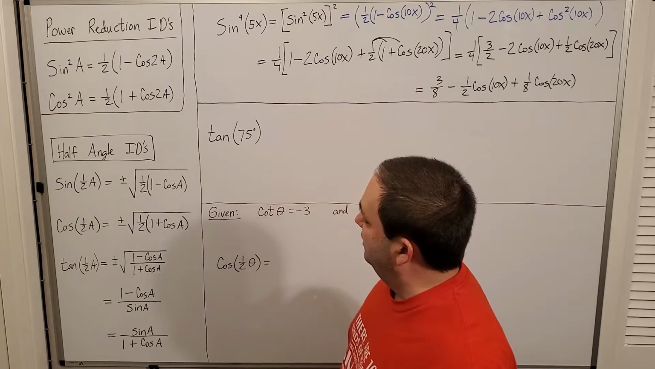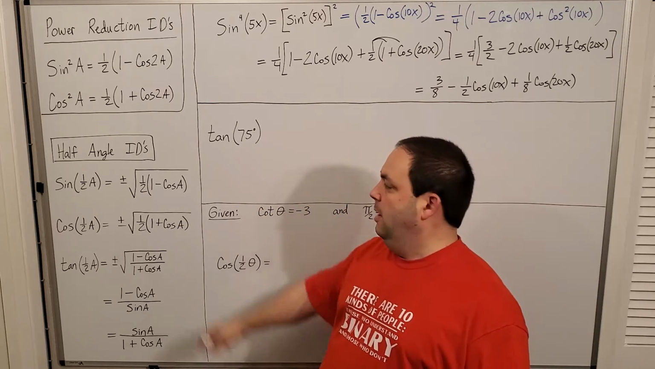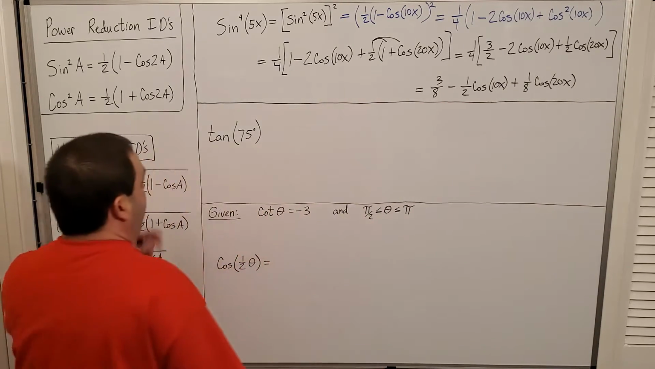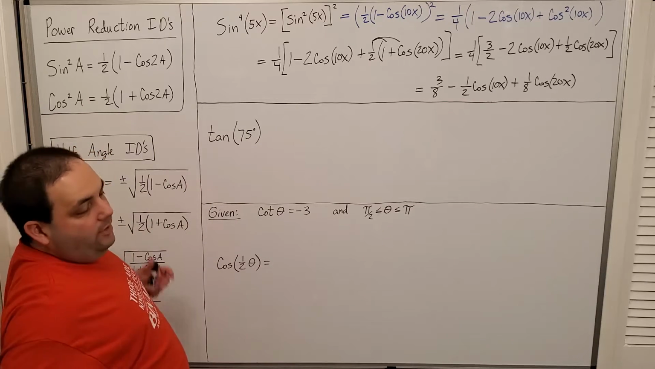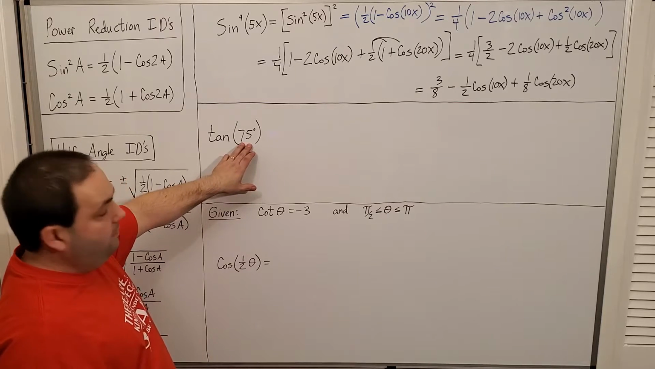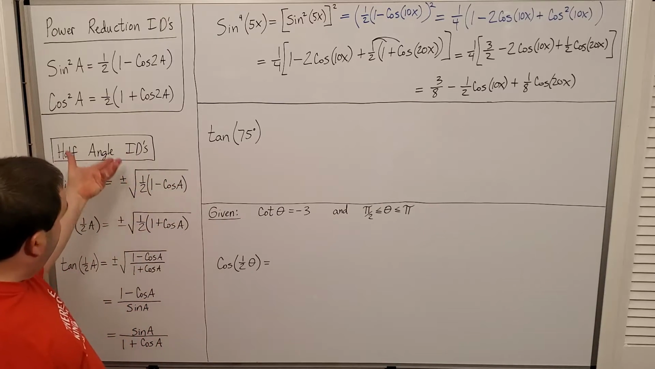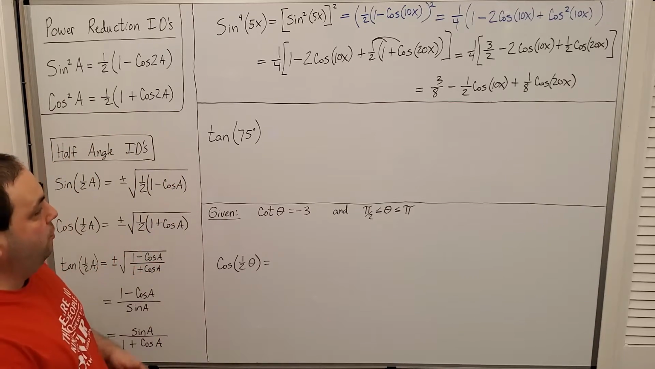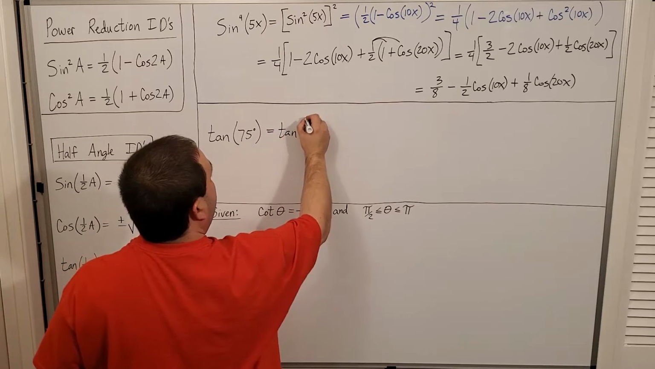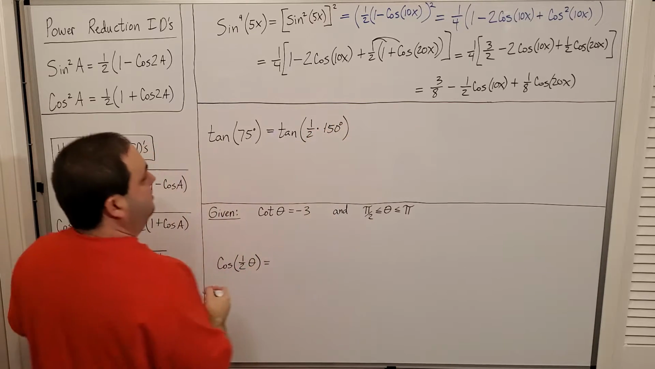Okay, so for example, if I want to compute the tangent of 75 but using a half angle identity, maybe you were told you got to use a half angle, or maybe it's just the first thing that came to mind. Just as before, you want to rewrite the argument here as whatever structure is going along with these formulas. So in this case, I would want to rewrite this as the tangent of 1/2 times 150 degrees.